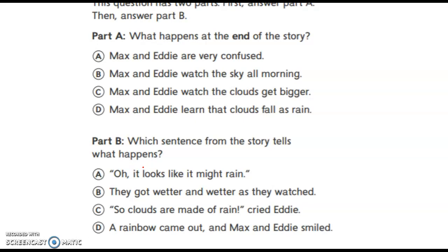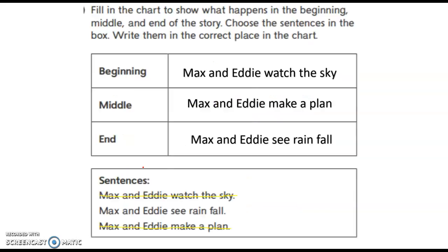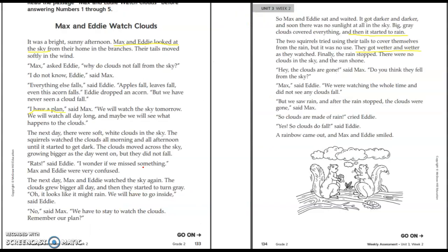Okay, this question has two parts. First answer part A, then answer part B. Part A, what happens at the end of the story? Max and Eddie are very confused. Max and Eddie watch the sky all morning. Max and Eddie watch the clouds get bigger. Max and Eddie learn that clouds fall as rain. So I go back to the story.